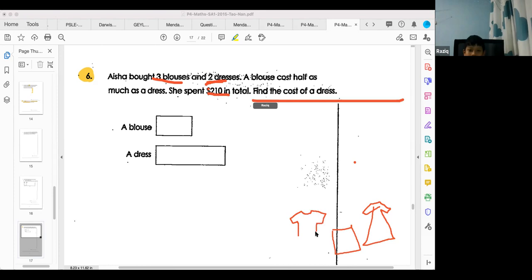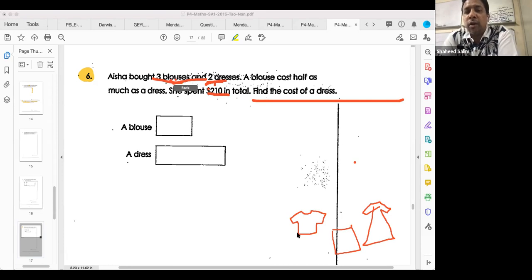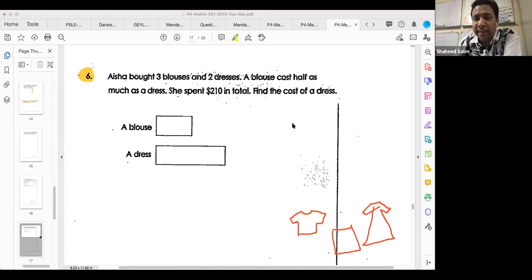How? Okay. What? This divided by this? No, that's called a gasak bota method. First, we use, gasak bota means cincai. First, we look at this sentence. A blouse costs half as much as a dress.